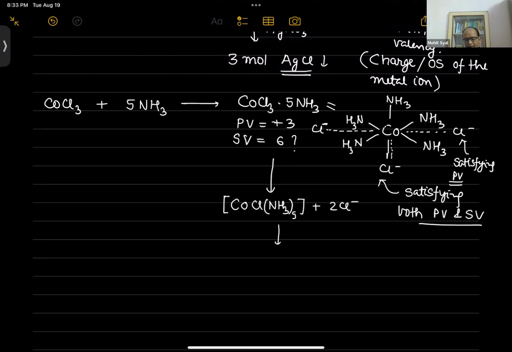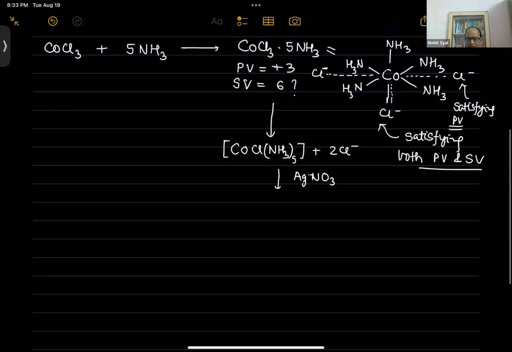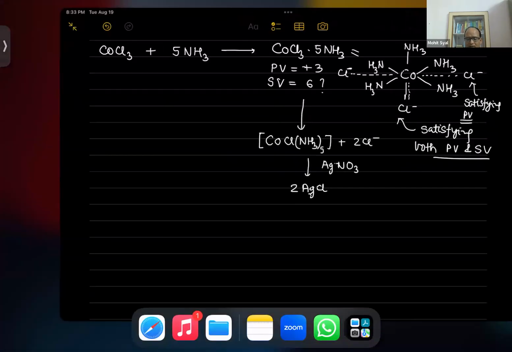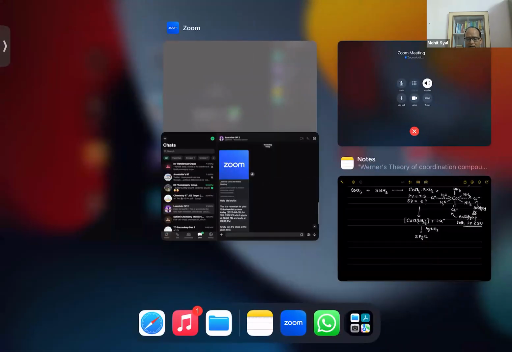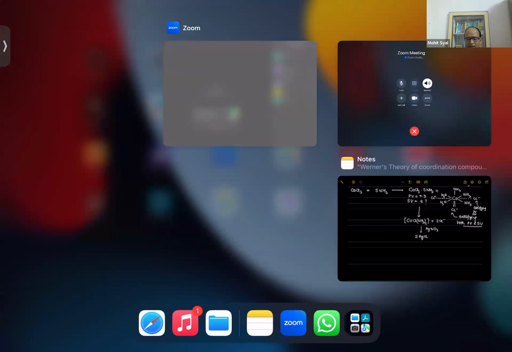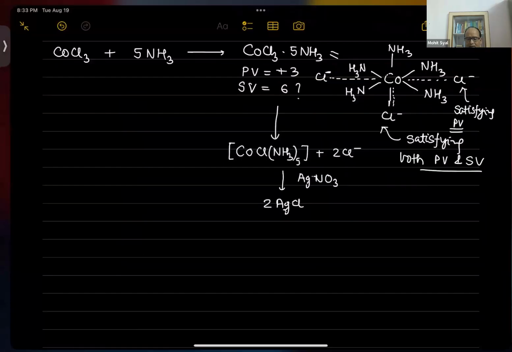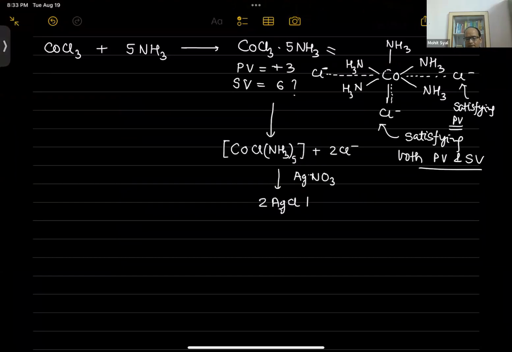And Werner came to know this by reacting it with silver nitrate, which led to the precipitation of 2 moles of AgCl. Got it? Is that clear? So 2 moles of AgCl will form, and from that Werner analyzed that this may be happening.